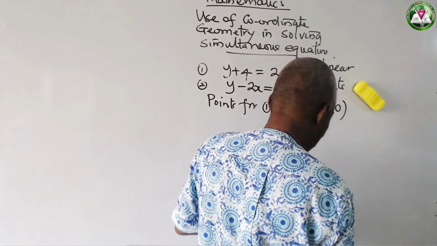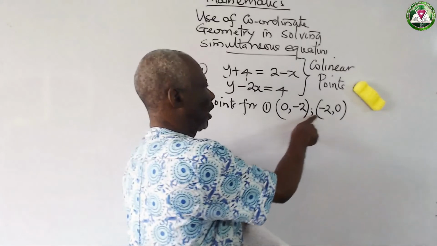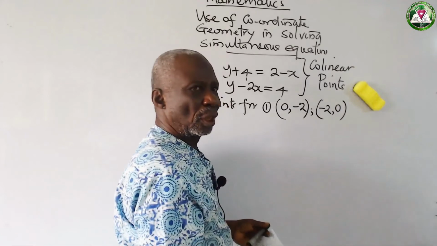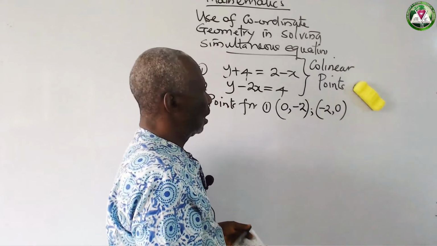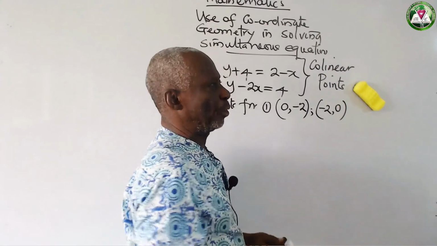So we've gotten 2 points there. First point, 0, minus 2. Second point, minus 2, 0. These are the points that will be on the graph representing the first equation.